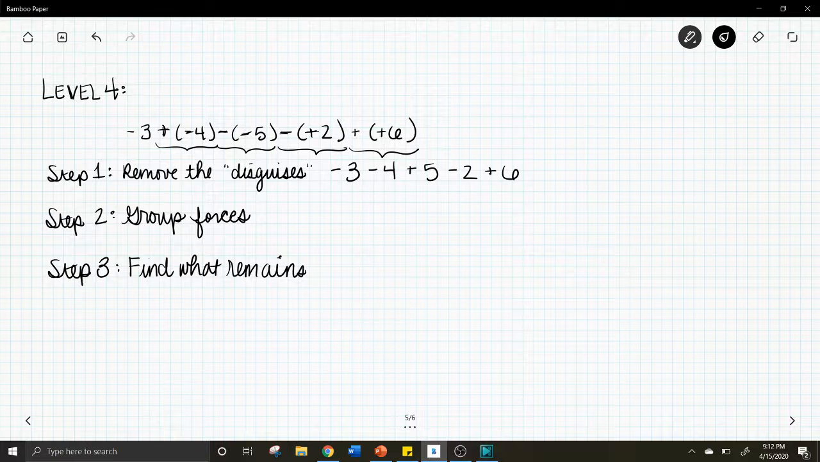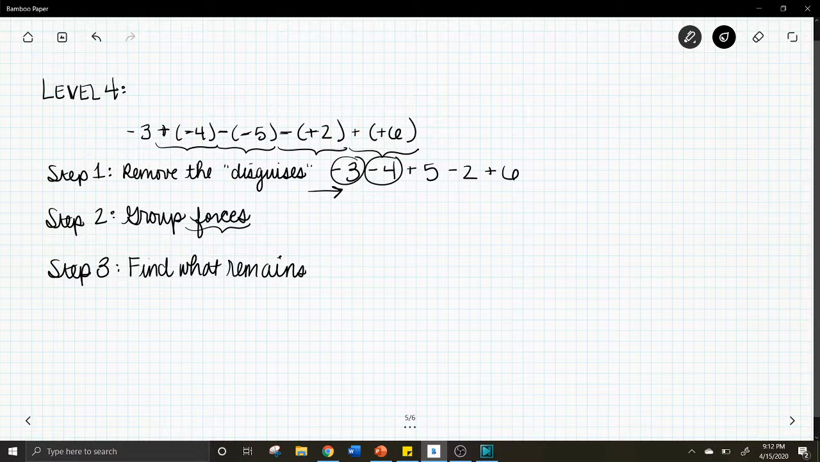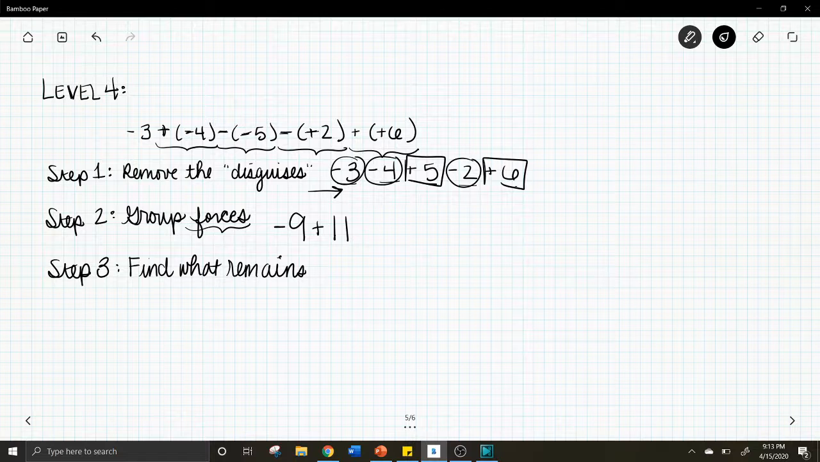Now, you know order of operations. You could do this problem from left to right, just adding and subtracting. But what we're going to do is group forces. So that means we're going to combine all of our negative numbers, and then we're going to combine our positive numbers. So 3, 4, and 2 all together would be 9, and they all have a negative charge, so we'll do the negative. And then 5 and 6 together is 11, and that has a positive charge. So that just turned into -9 plus 11.